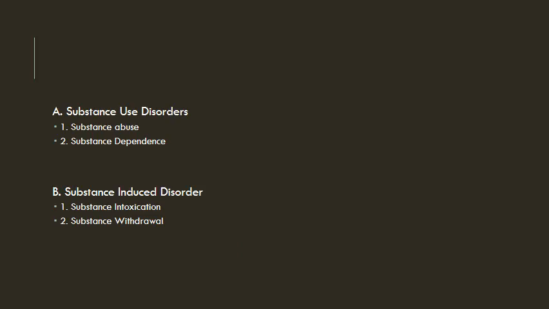Okay, to start off with, we will be talking about substance use disorders, and those would include substance abuse and substance dependence. So first of all, substance abuse. You can see I have the definition down there, but again, a maladaptive pattern of use of a substance that leads to significant impairment or distress manifested by one or more of the following.